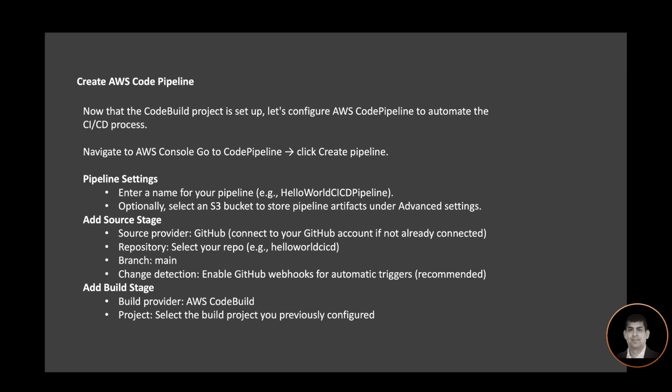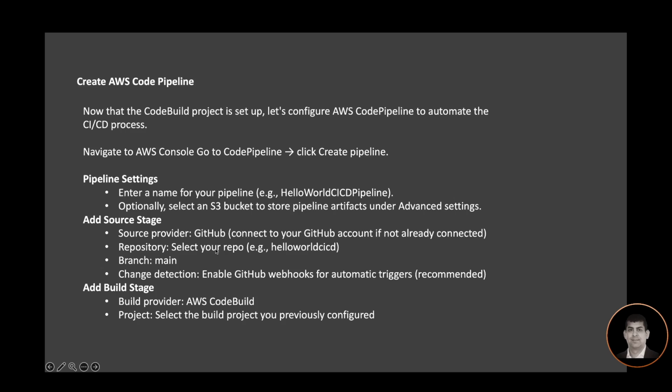Now that the CodeBuild project is set up, let's configure AWS CodePipeline to automate the CI/CD process. For that, you navigate to the AWS console, go to CodePipeline, and click Create Pipeline. In that, we will specify the pipeline settings, the source stage, and the build stage. For the pipeline settings, you can enter a name. I'm going to call it Hello World CI/CD. Optionally, I can select an S3 bucket to store pipeline artifacts.